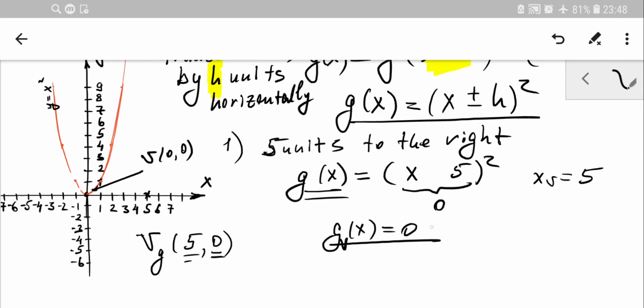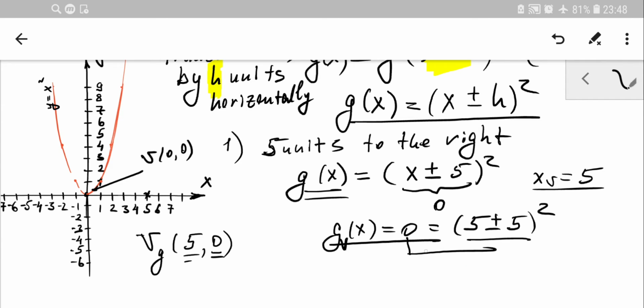Then ask yourself: when you put x vertex equals 5, you'll get 5 plus or minus something, squared. Right now you don't know, so you just put plus and minus, and you need to define which operation delivers y equals 0, in this case for the g function, so g vertex equals 0. Obviously it's subtraction, okay? That's the fast track you can easily remember.